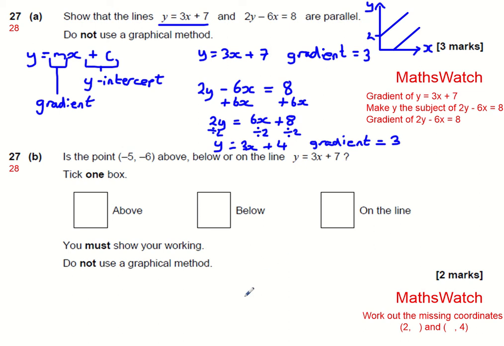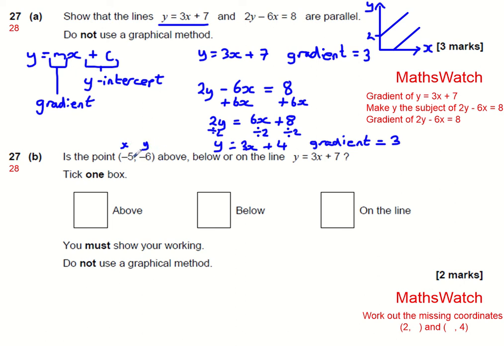Part B. Is the point minus 5, minus 6 above, below, or on the line y equals 3x plus 7? So it's either above, below, or on the line, and we must show our working. Right, for the coordinates minus 5, minus 6, the first number in a set of coordinates is the x value, the second one is the y value.